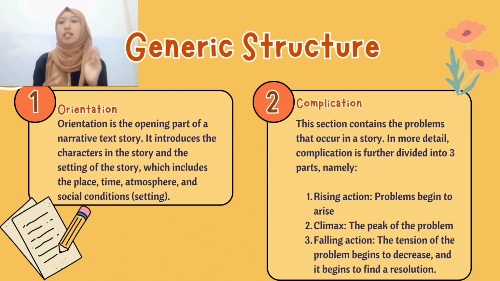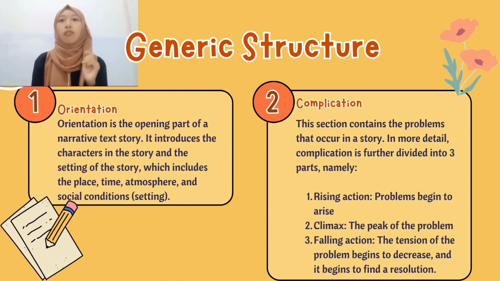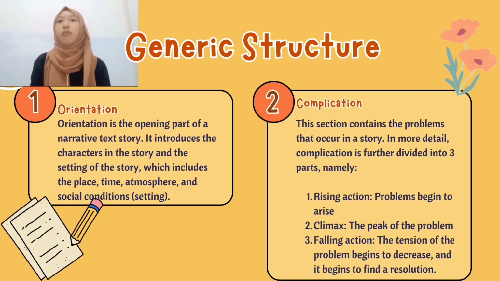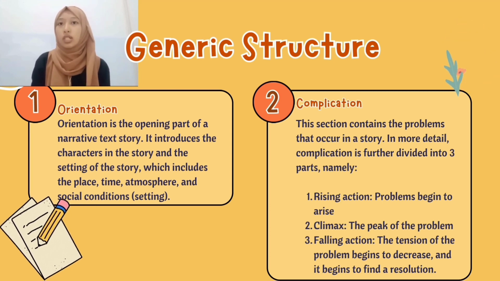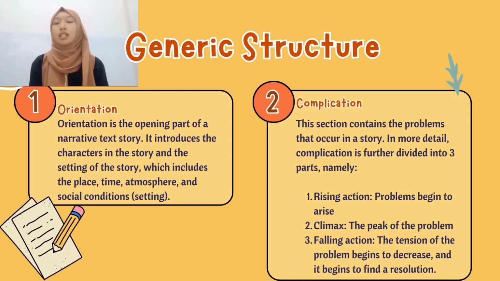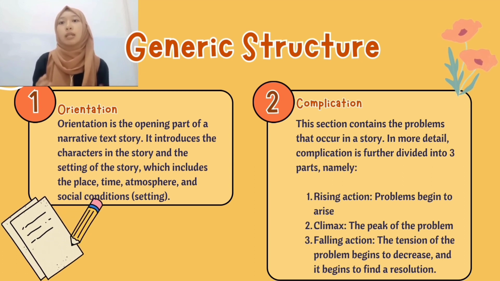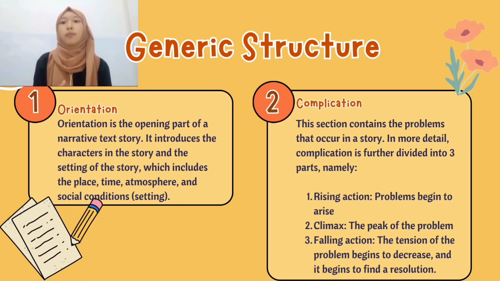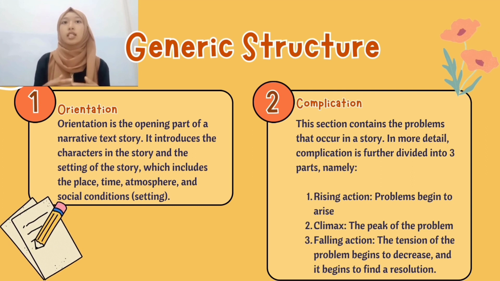There are 4 generic structures of narrative text. So the first is orientation. Orientation is the opening part of narrative text. It introduces the characters in the story and the setting of the story, which includes the place, time, atmosphere, and social condition. The second structure is complication.